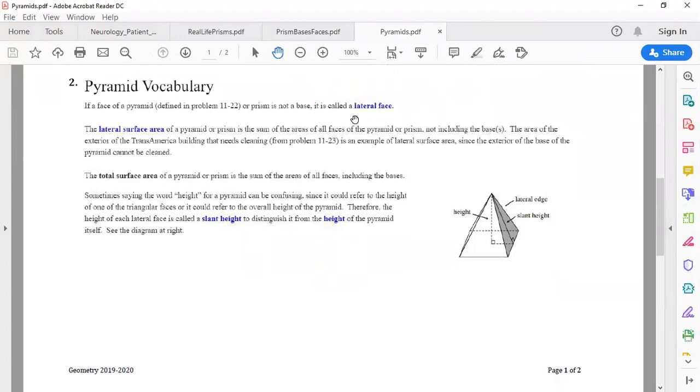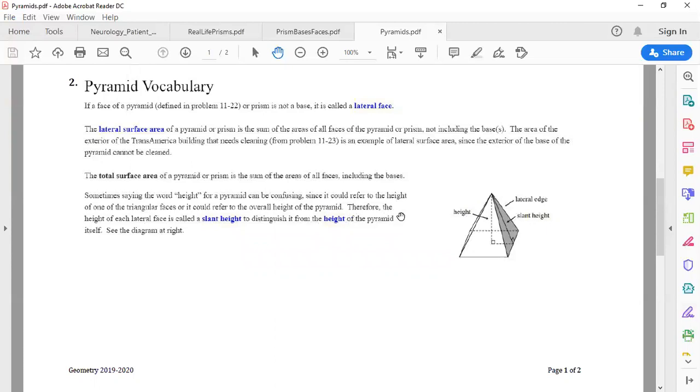some vocabulary. A lateral face, we talked about that with prisms. A lateral face are these side faces, okay? So the lateral surface area is the sum of all of those faces. Now, if it wants the full surface area, don't forget to add in the bottom, and that's a rectangle or a square, okay?